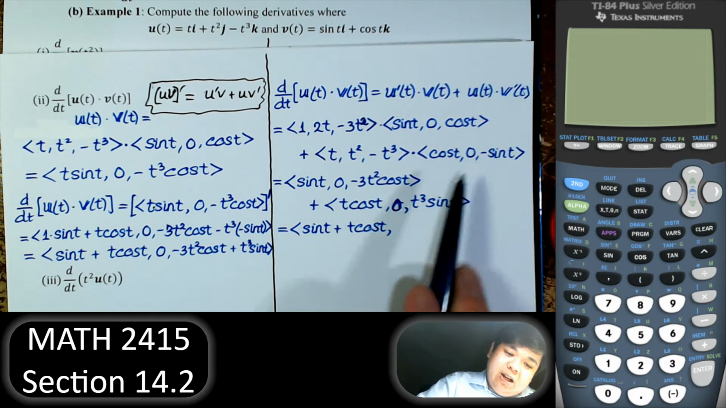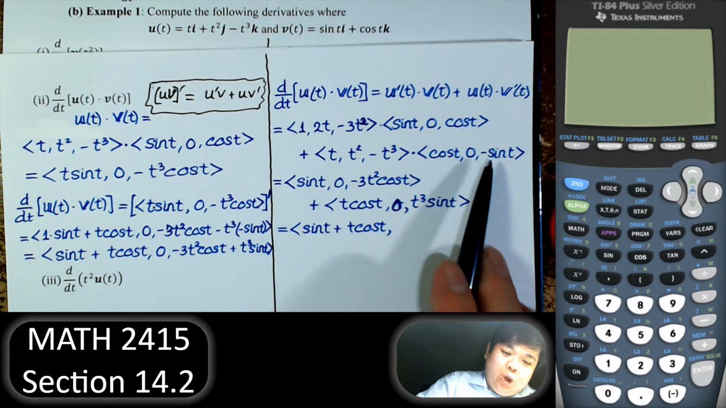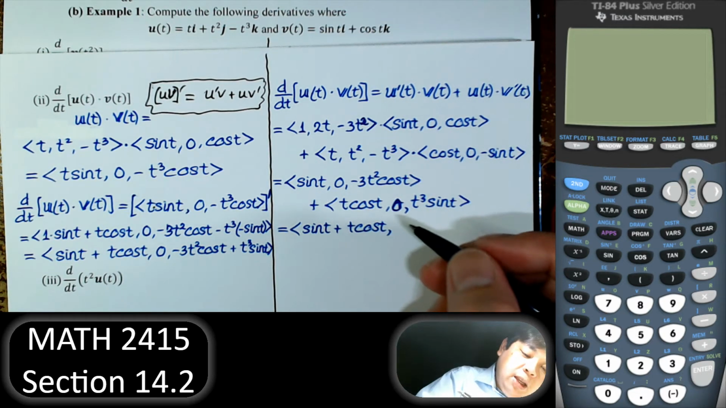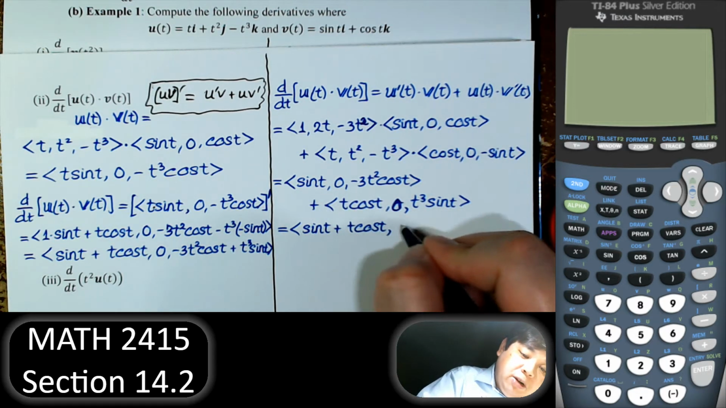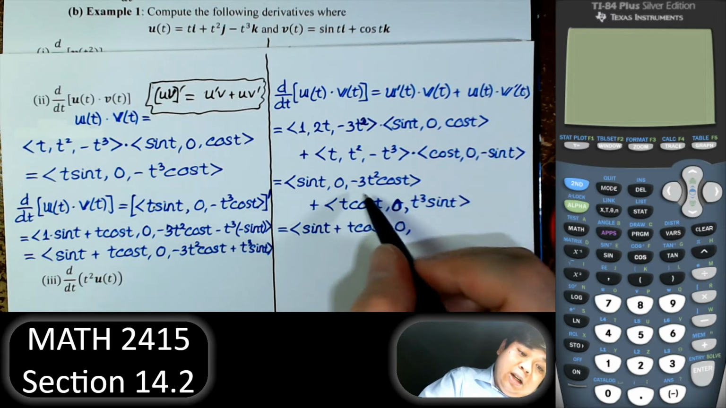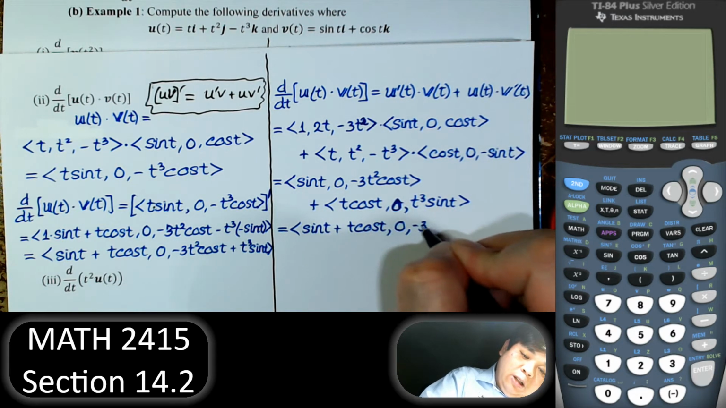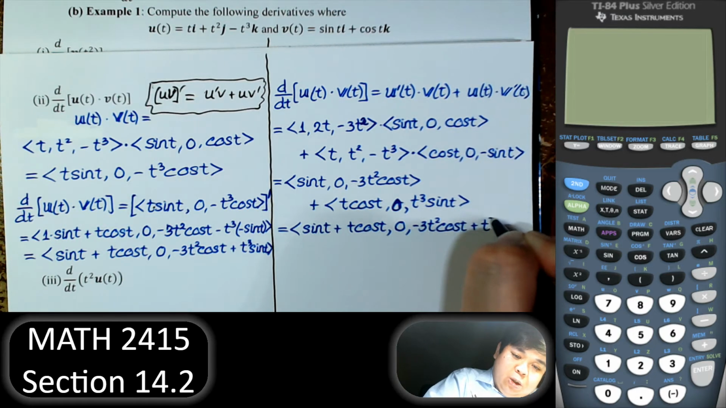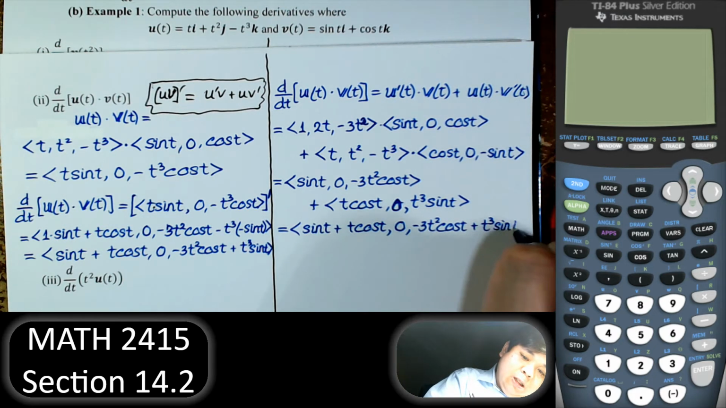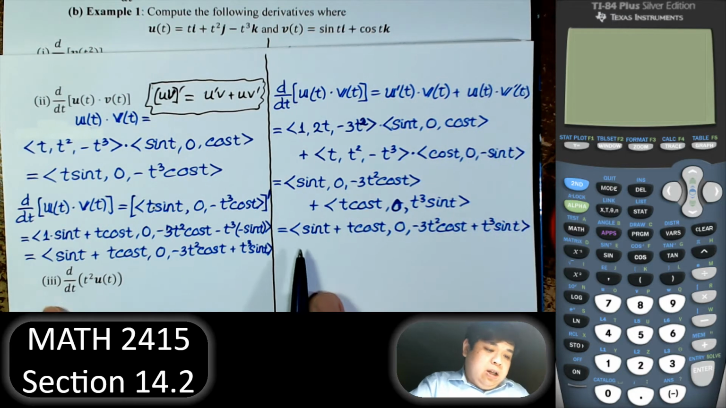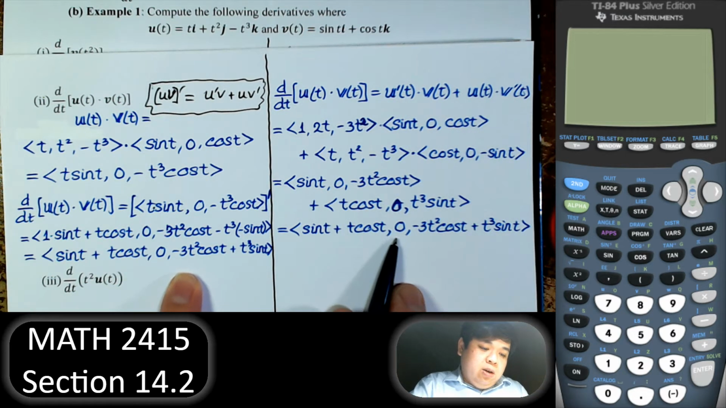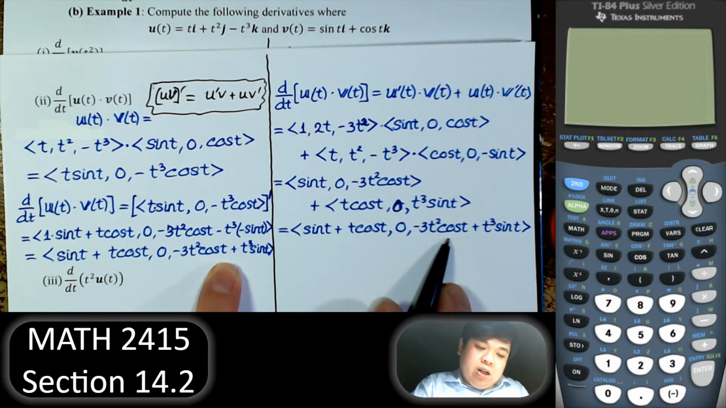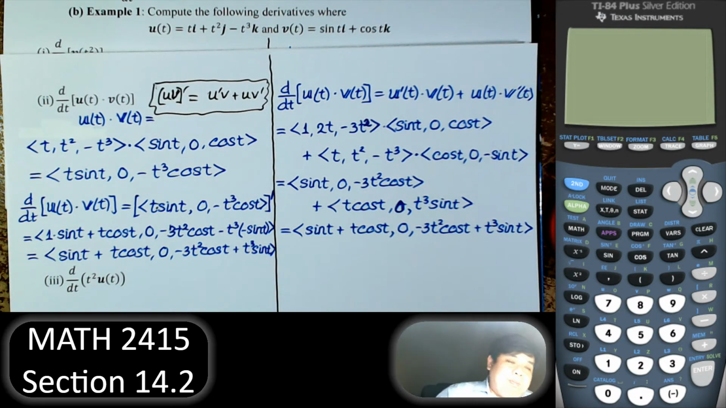Negative is positive, t cubed sine t. Right, that's the first component. In the middle, there's nothing. And then negative 3t squared cosine t plus t cubed sine t. So sine t, cosine t, 0, negative 3t squared cosine t, and that should be the same.